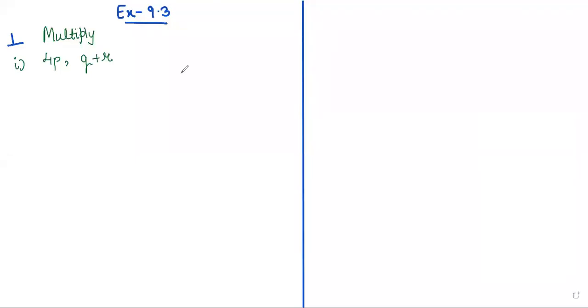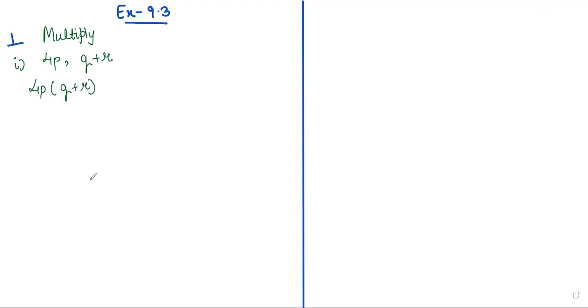Class 8, exercise 9.3, question number 1. Carry out the multiplication of the expression in each of the following pairs. First is 4p and q plus r. We have to multiply 4p by q plus r.